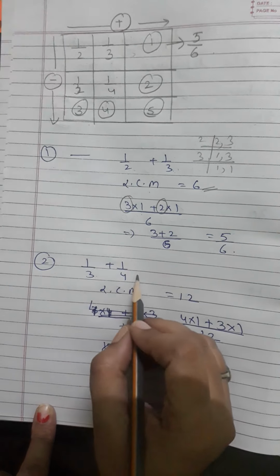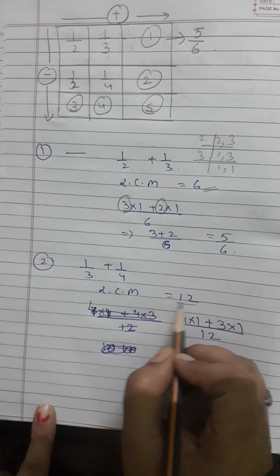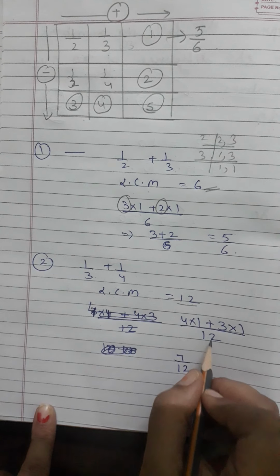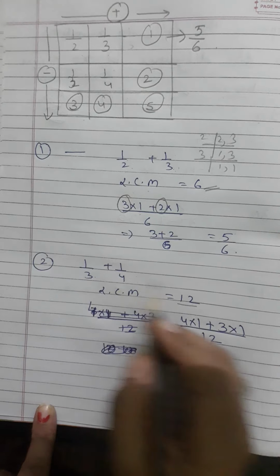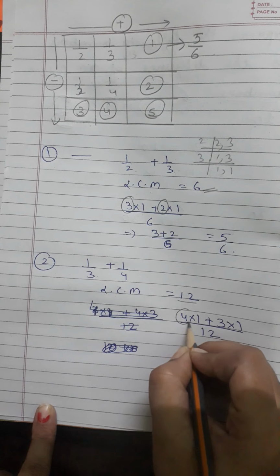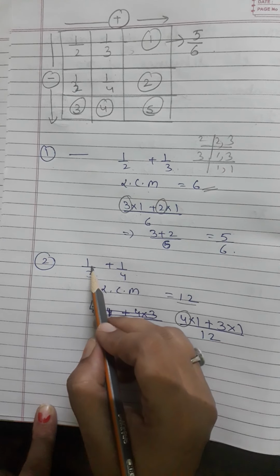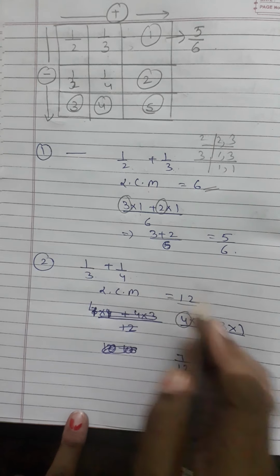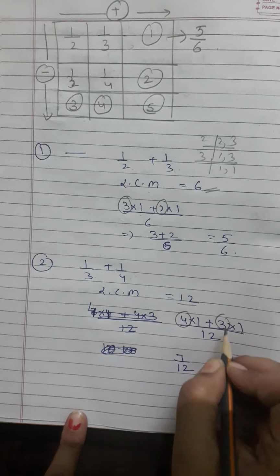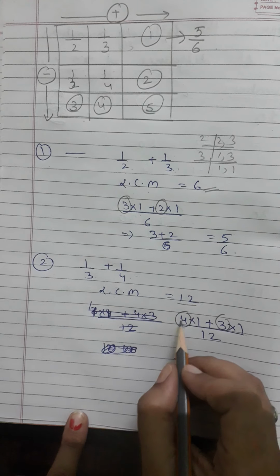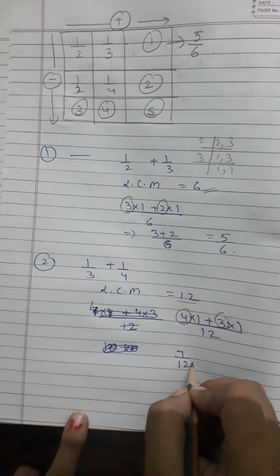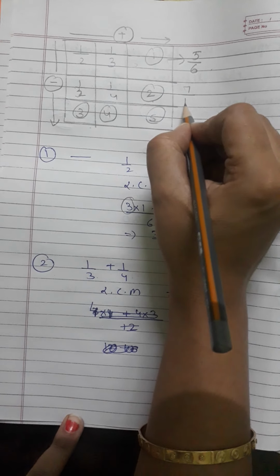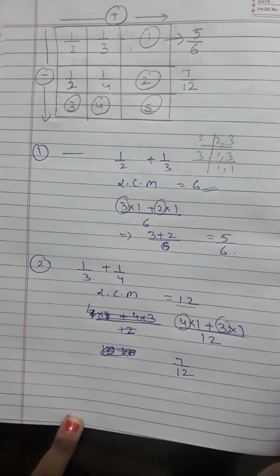Now in the 2, we have to add 1 by 3 plus 1 by 4. So first we have taken out the LCM, it is 12. Dear students, you can take the LCM on your own. Now 12 we have to divide by 3. So what will my answer be? 4. That 4 multiplied by 1. Similarly 12 divided by 4, it will be 3, and 3 multiplied by 1. So 4 plus 3, it is 7 by 12. So what will come in 2 here? 7 by 12.